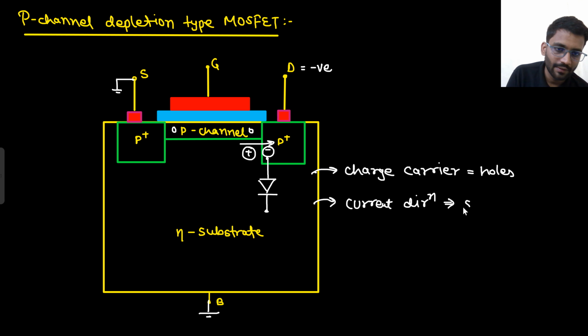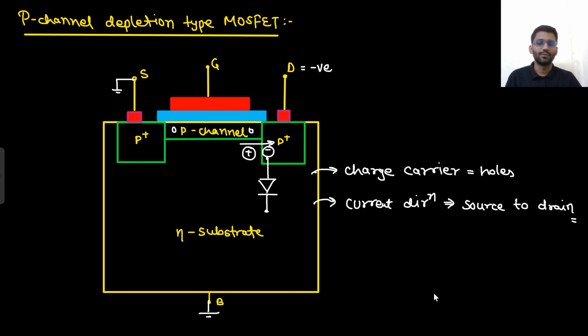Source to drain. Current direction is source to drain, right? Now what will happen if you keep on increasing the VDS value? If you keep on decreasing the VDS value, that means if you keep on increasing the negative supply, if drain is becoming more negative, what will happen? There will be more reverse bias. More reverse bias, that means more depletion region.